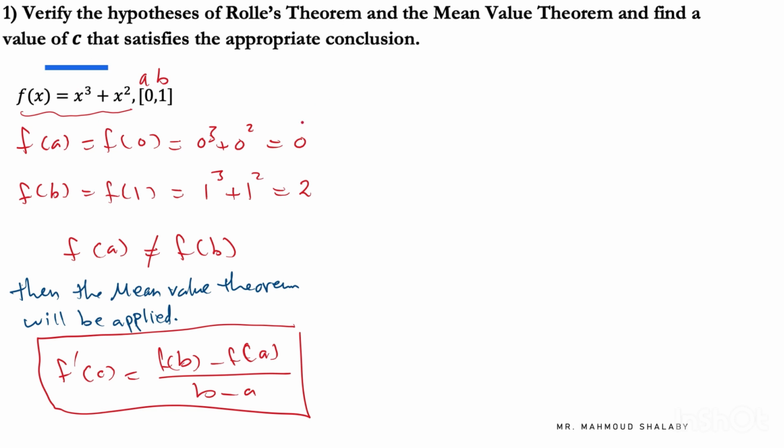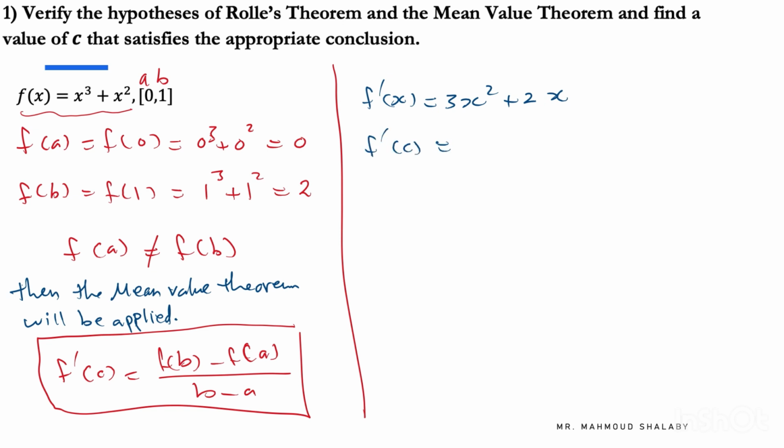In this case, I want to find f prime of c. So I will go to the original function now, and we will write f prime of x first, and replace t as the last step in this part. Differentiating, it will be 3x to the power of 2 plus 2x, right? Now, I will find f prime of c. This means I will replace x by c, so it's 3c squared plus 2c.